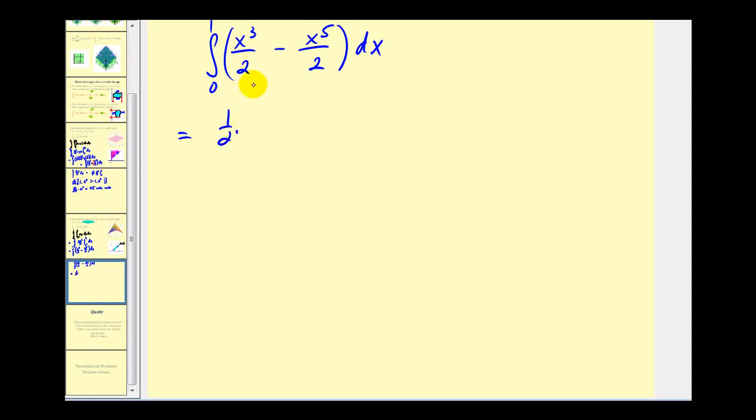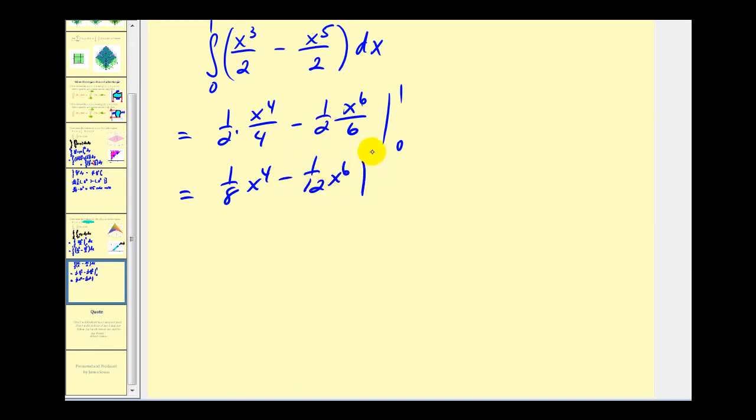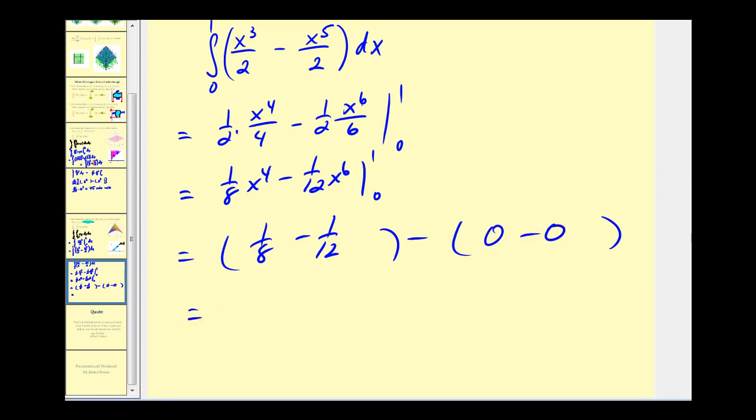So we'll have 1/2 times x to the 4th over 4 minus 1/2 x to the 6th over 6. We'll evaluate this at 1 and 0. Let's clean it up first though. We'll have 1/8 x to the 4th minus 1/12 x to the 6th. So when x is 1, we'll have 1/8 minus 1/12. And then when x is 0, we'll have 0 minus 0. Our common denominator would be 24. So we have 3 24ths minus 2 24ths. That'll be 1 24th.